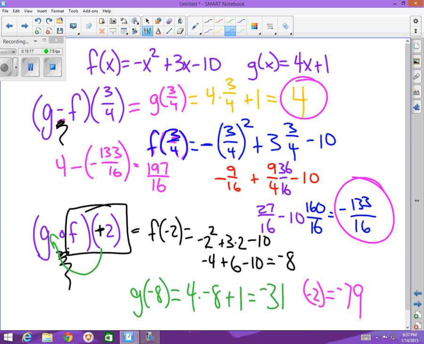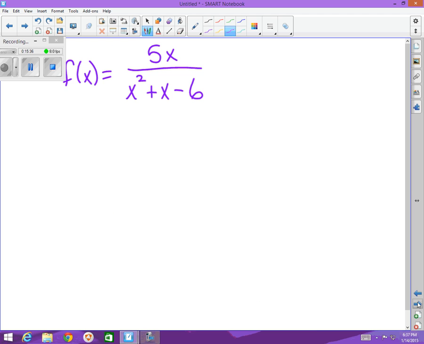Okay. Just understand that g composition f means you do this part first, and then you do that part second with the answer that you got from this first part. And if the f and g are switched, then you do the g part first and then the f part second. Sorry about the little mistake. Hopefully you can make that adjustment.